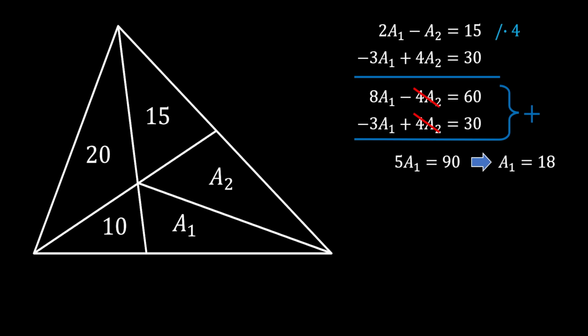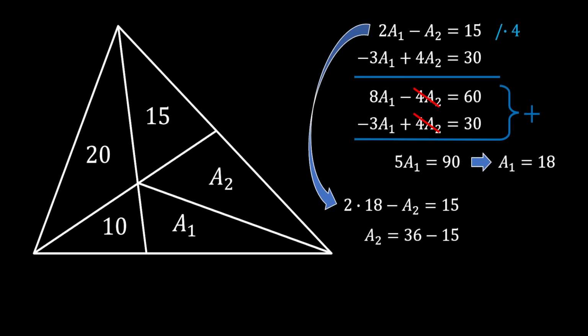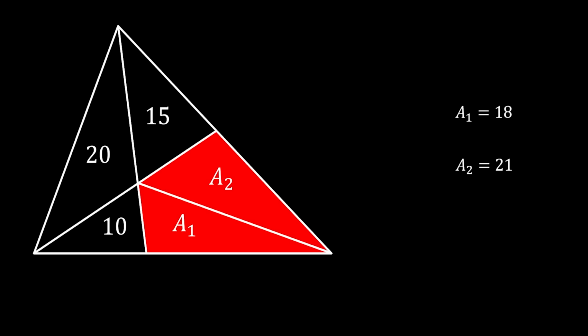Now we can just put this value back in any of our equations to find A2, and in this video I will choose the first one. So 2 times 18 minus A2 is equal to 15, and we can work through this and finally get that the area A2 is equal to 21 squared units.